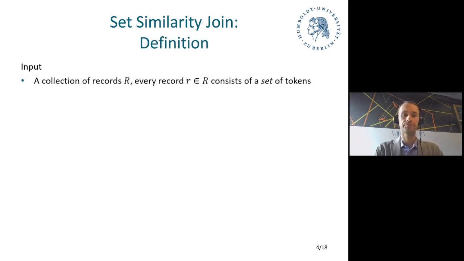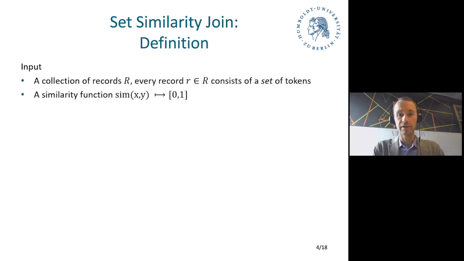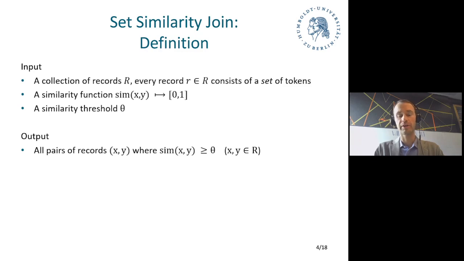This is the definition. The input is a collection of records R, where each record consists of a set of tokens. We need a similarity function, which gives us for each pair x, y of records a value between 0 and 1. 0 means both records are not similar at all, and 1 means they are the same. And we need a similarity threshold theta. We can choose this between 0 and 1. The output are all pairs of records where the similarity is above this threshold.